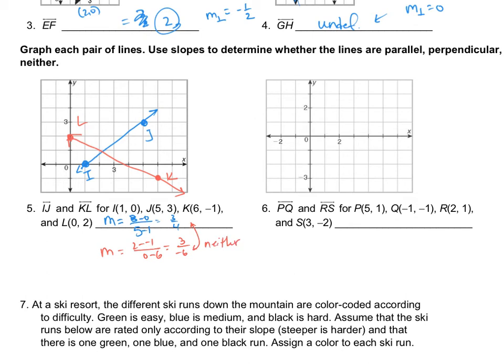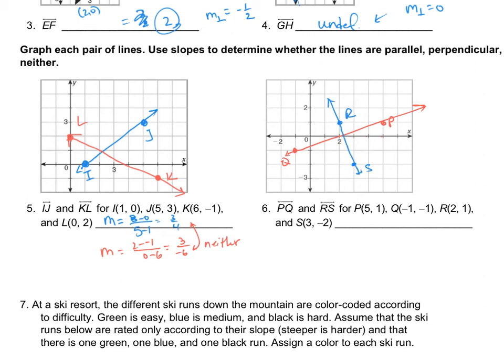All right, let's do the next one. PQ is 5, 1. This is P. Q is negative 1, 1. And that would be P to Q. Okay, and then we've got the next one, which is 2, 1. And that's point R. And S is at 3, negative 2. And this is S, and it looks like this.